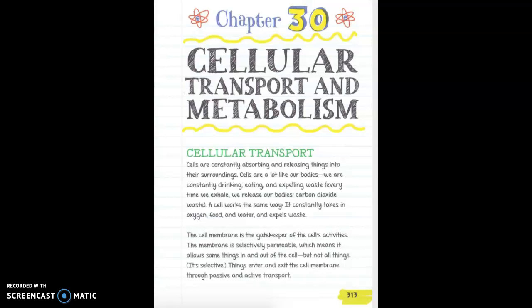Chapter 30, Cellular Transport and Metabolism. Now, we don't need to know everything in this chapter, but I am going to read through it and then I will show you the things that you really need to know.